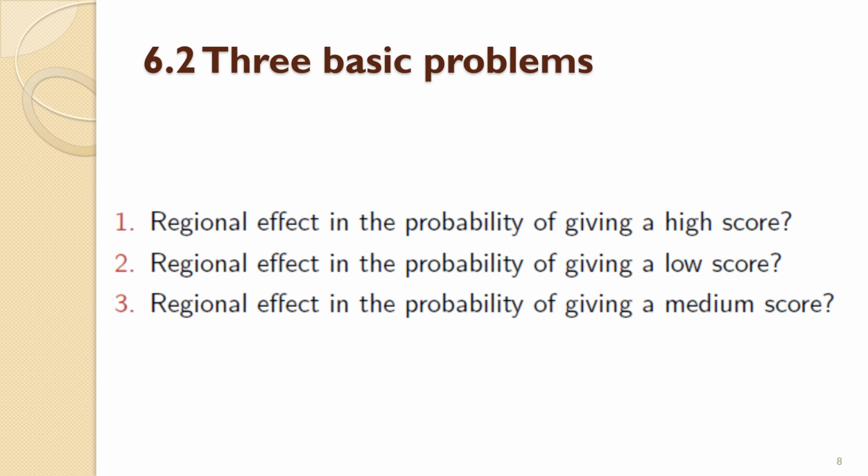So very similar to what we've seen before then, we've got these three basic problems. We want to quantify if there is a regional effect in the probability of giving a high score. Secondly, we want to quantify if there is a regional effect in the probability of giving a low score. And again, as a formal check, even though this should technically be a redundant step, we want to quantify any regional effect in the probability of giving a medium score.